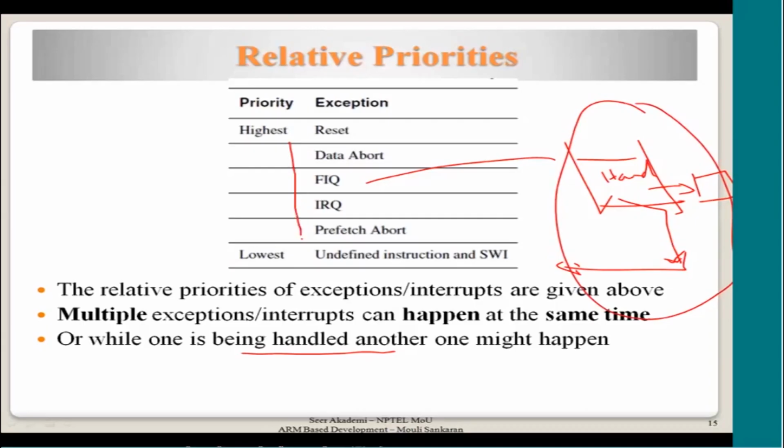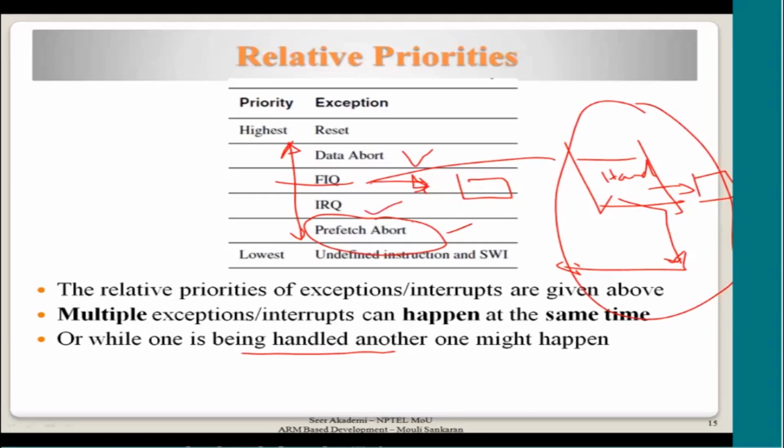So during that time, this relative priority will resolve how the processor is supposed to respond. So if during this FIQ, a data abort happens, it will respond to it. Whereas if a prefetch abort happens, it will wait. It's a very mixed thing. Here, though it's low priority, if you are not able to access the code, you cannot complete the handler. So it will know which one to respond to.